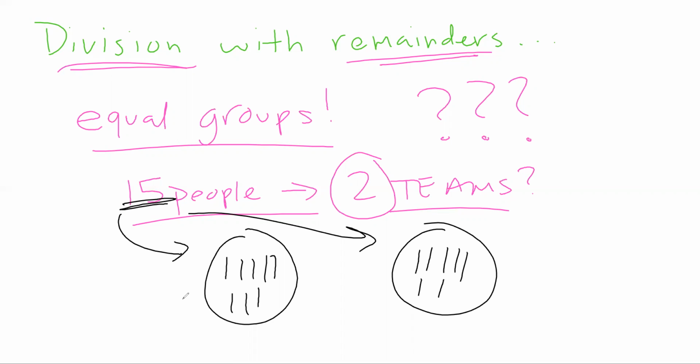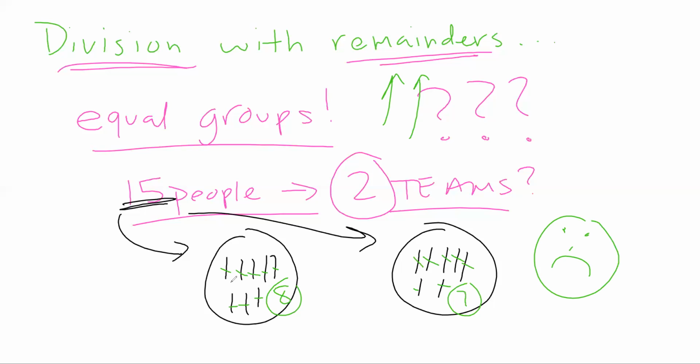If we count who's in each one, we have 8 in one and 7 in the other. These aren't equal groups. There's nothing equal about that, so we have to think about what that means. In this situation, we might make a team of 8 and a team of 7. We're not going to tell that one person, go home, you can't be on a team. That wouldn't make them happy. But what does this look like in division? How do we put this together?